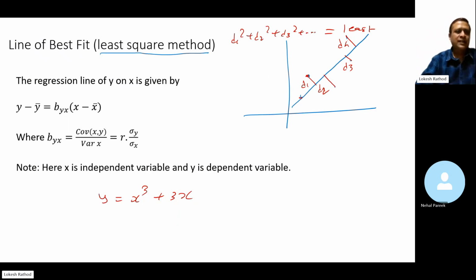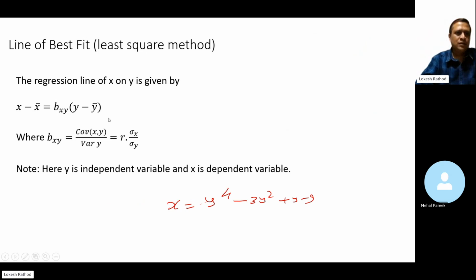Line of best fit, regression line of y on x: y minus y bar equals byx times (x minus x bar). You find byx using covariance of xy over variance of x. That is also given by r times sigma y over sigma x. For the line of y on x, variance of x is in the denominator. Similarly, regression line of x on y: x minus x bar equals bxy times (y minus y bar), with variance of y in the denominator. So bxy is covariance of xy over variance of y, or r times sigma x over sigma y.